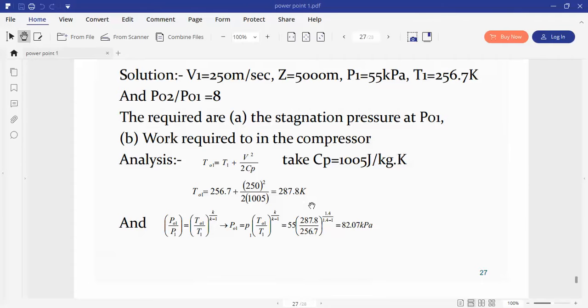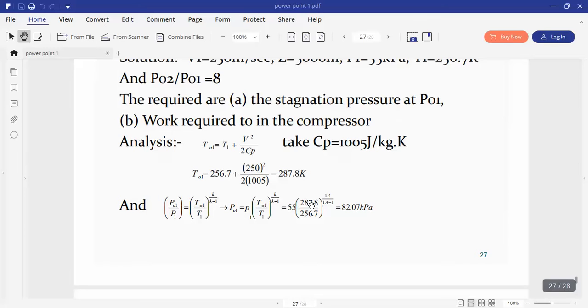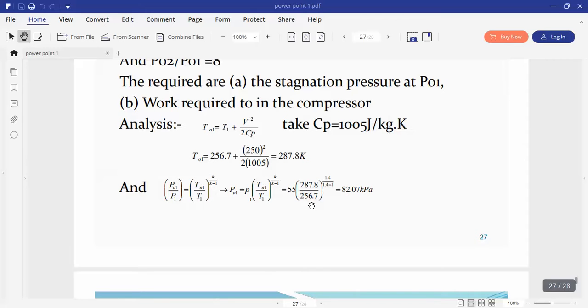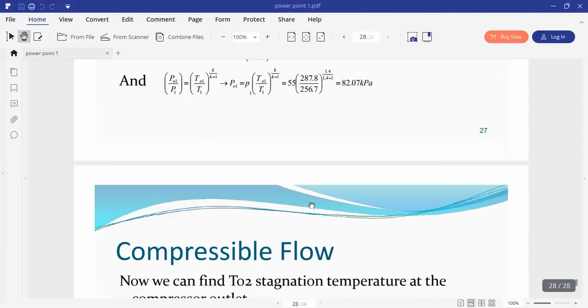Then T01 equals 256.7 plus 250 squared by 2 into 1005, and it equals 287.8 Kelvin. P01 by P1 equals T01 by T1 to the power k by k minus 1, and it gives that P01 equals 82.07 kilopascal.